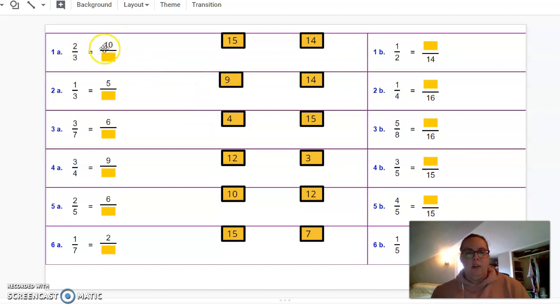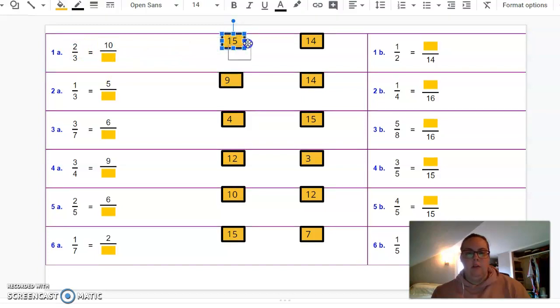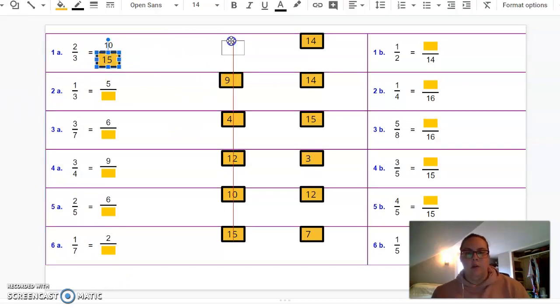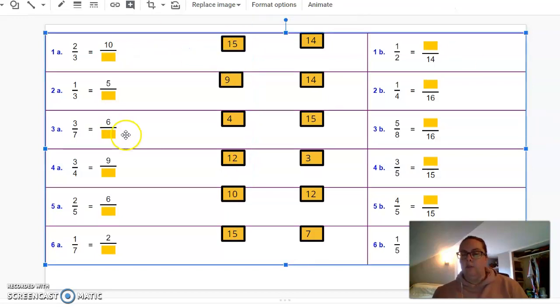So 2/3 is the same thing as 10 what's. So what would be your denominator here? So 2 times 5 is 10, so then 3 times 5 is 15. So conveniently that one would just go there. And you would continue all the way through for all of those. And I corrected those as part of the page that you did. So just drag and drop.